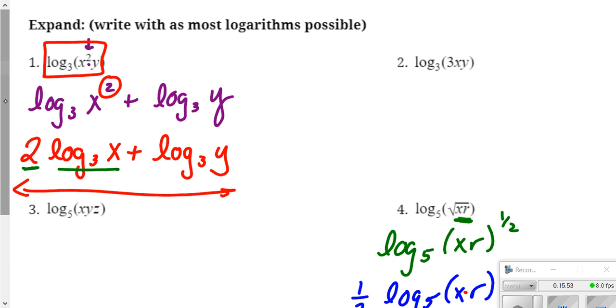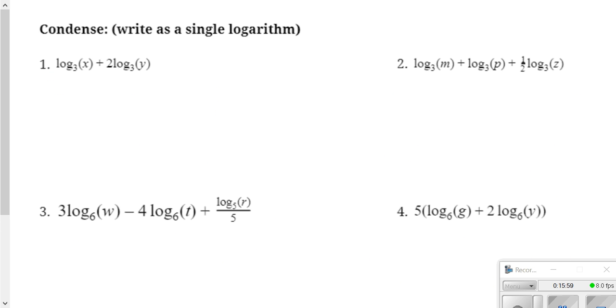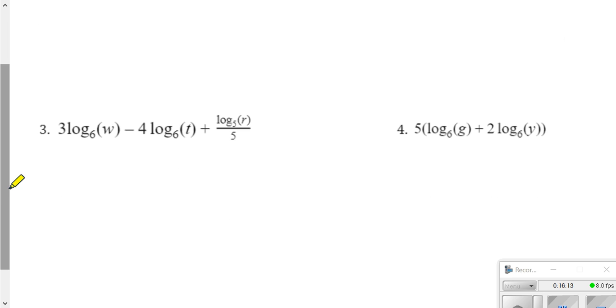Okay? All right, number 2 and number 3, I'm going to leave for now, okay? And we'll come back and talk about them in a second. All right, condensing is going the other direction, okay? It's taking something that's really spread out and making it into that big chunk, okay? So let's try number 3 together.